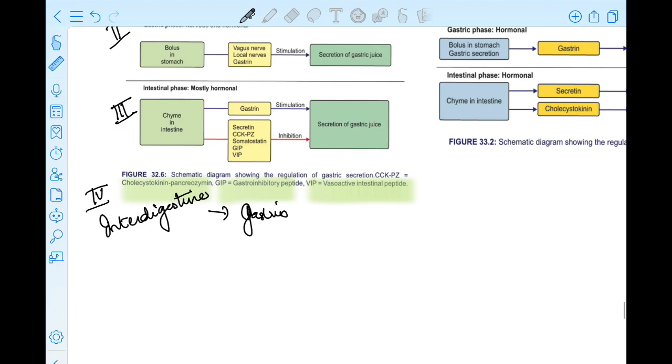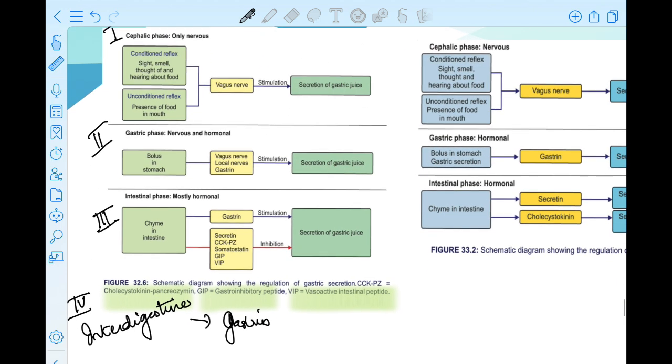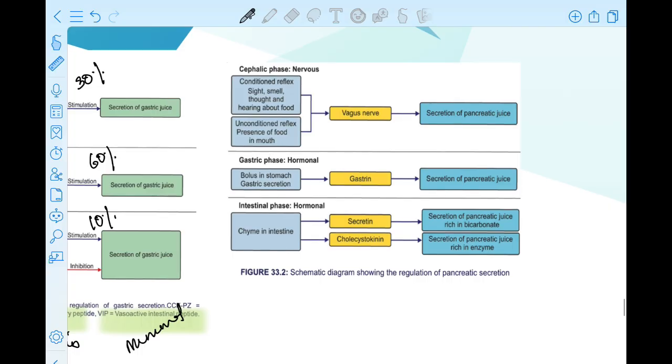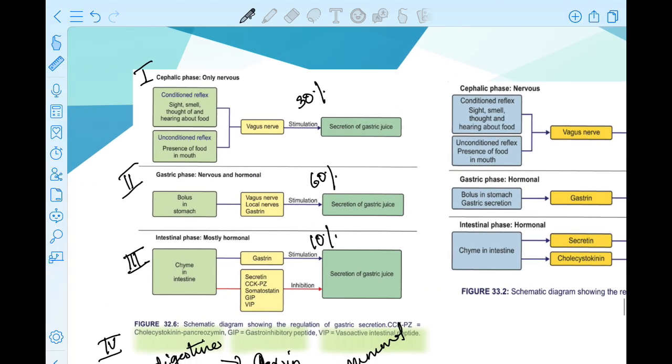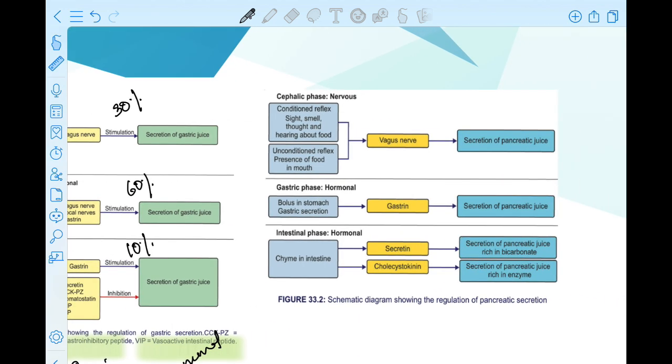Okay, so here what happens is a small amount of juice is produced, and let's see what is the percentage of gastric juice produced in these stages. The total percentage of gastric juice produced in the cephalic phase is 30 percent. The total amount produced in the gastric phase is 60 percent. Then that produced in the intestinal phase is 10 percent, and in the interdigestive phase it is very minimal. We can't say how much it is, right? It is very minimal.